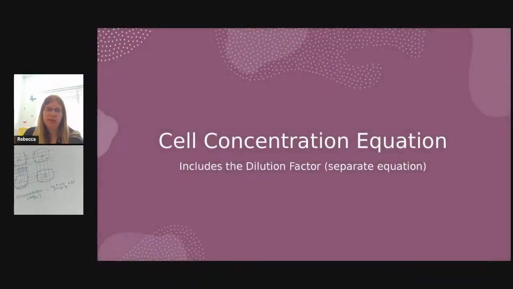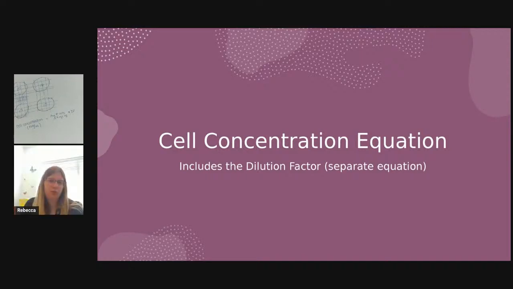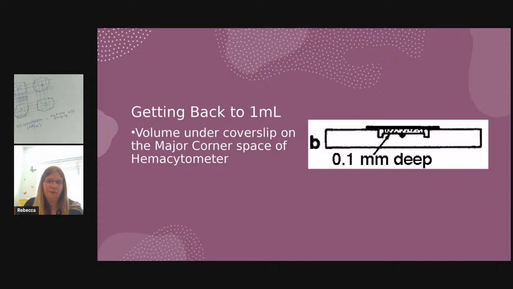The way that we will, we need to get back to something per milliliter. So we use dilution factor as part of that. I know this is a little small right now, but bear with me for a second. But we also know that there's a specific volume that fits under the cover slip that we put on top of our hemocytometer for the specific major corner area that we are getting an average count of.